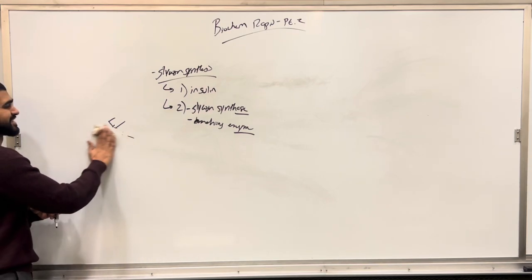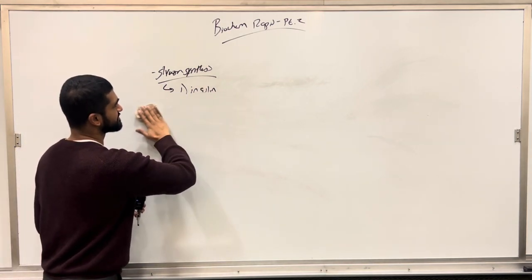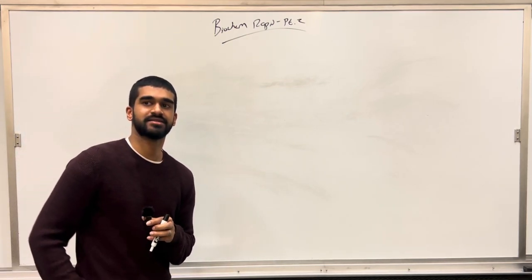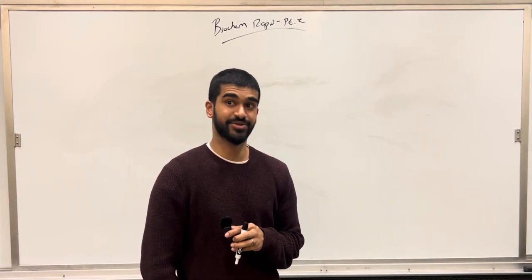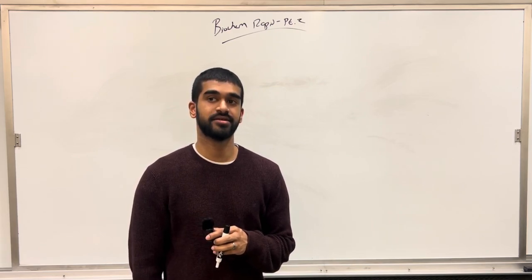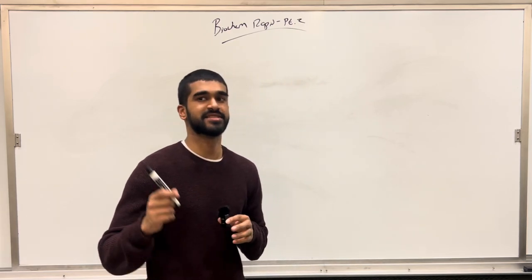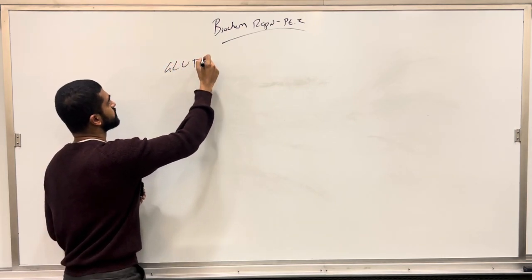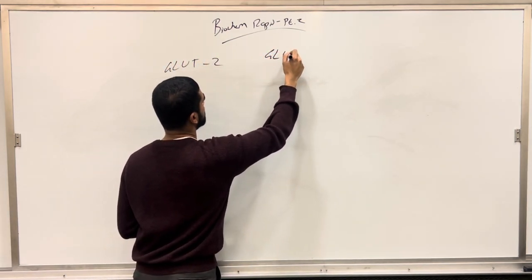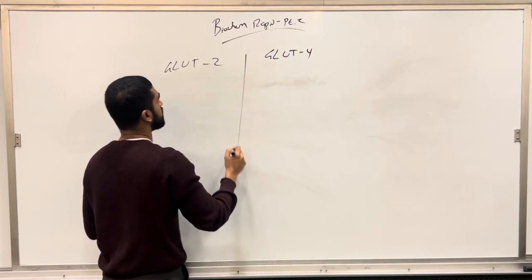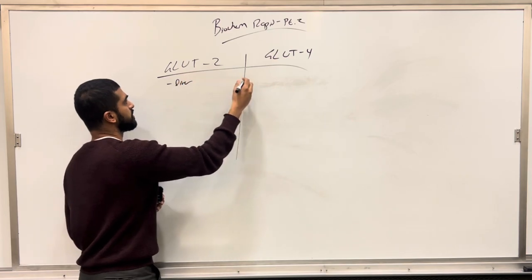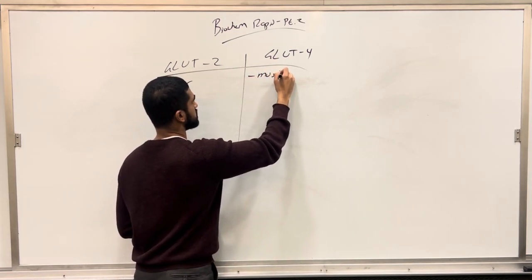How does glucose get into the liver? Insulin dependent, insulin independent? GLUT2, is that dependent or independent? Independent. All right, so let's talk about insulin dependence, right? And the biggest ones you need to know are GLUT2 and GLUT4. And you only really need to know one example. GLUT2 is the liver, and GLUT4 is the muscles.